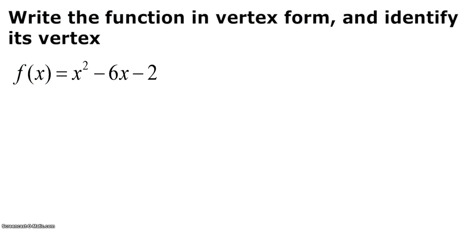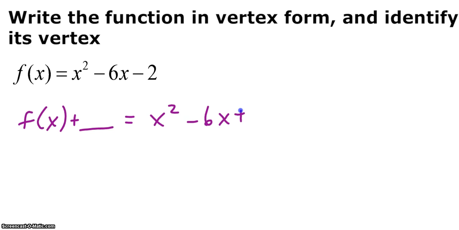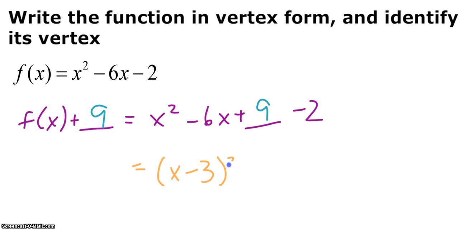Alright, let's do another example. There's no number in front of the x squared, so I don't have to worry about pulling out a GCF. Remember that the plus box goes after the x term. So negative 6 divided by 2 squared is going to be 9. So I add 9 to both sides. Then the factored form of this is x minus 3 squared. Leave the minus 2 alone and leave the f of x plus 9 alone.